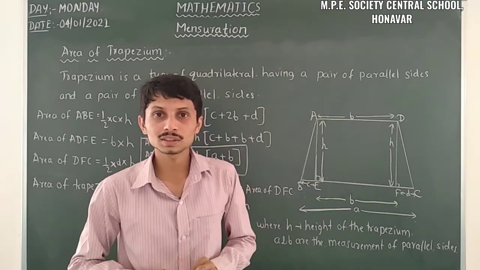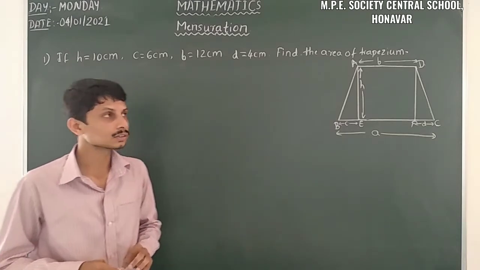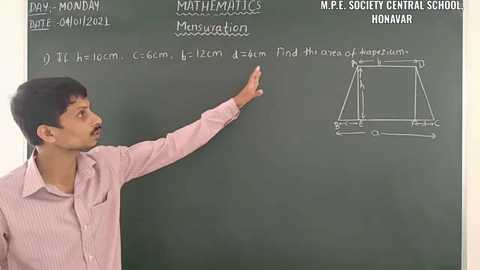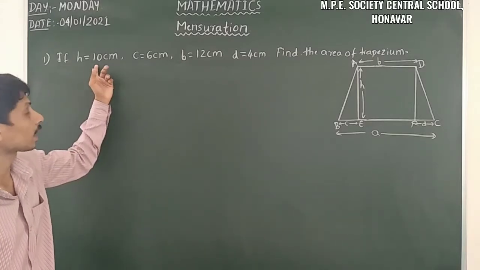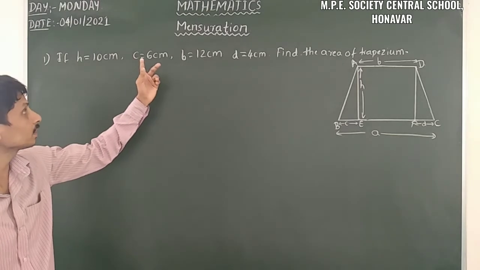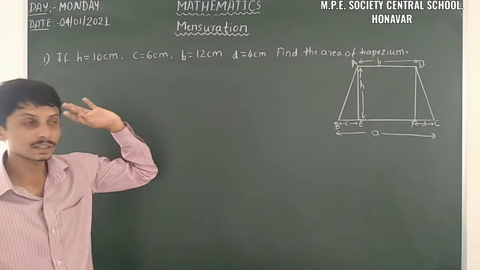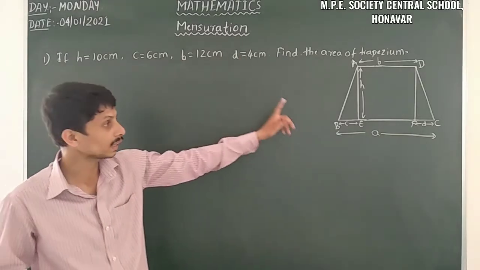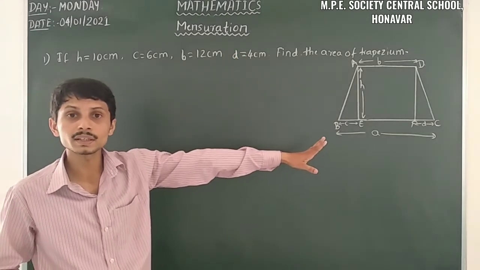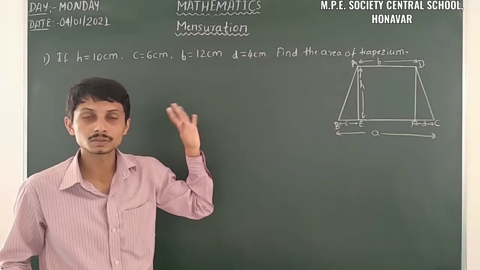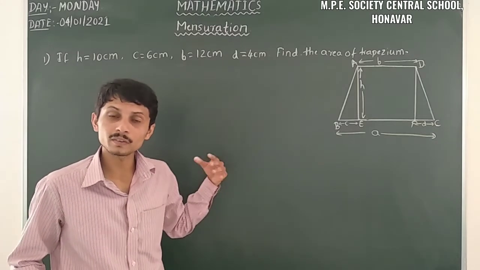So let us move on to some problems based on area of trapezium. Let us take the first problem of this video. Just observe, we have a trapezium, and we have to find out the area of the trapezium. Some measurements are given: the perpendicular height is 10 centimeter, C is the base of the first triangle, that is 6 centimeter, B is the length of the rectangle, and D is the base of the second triangle.